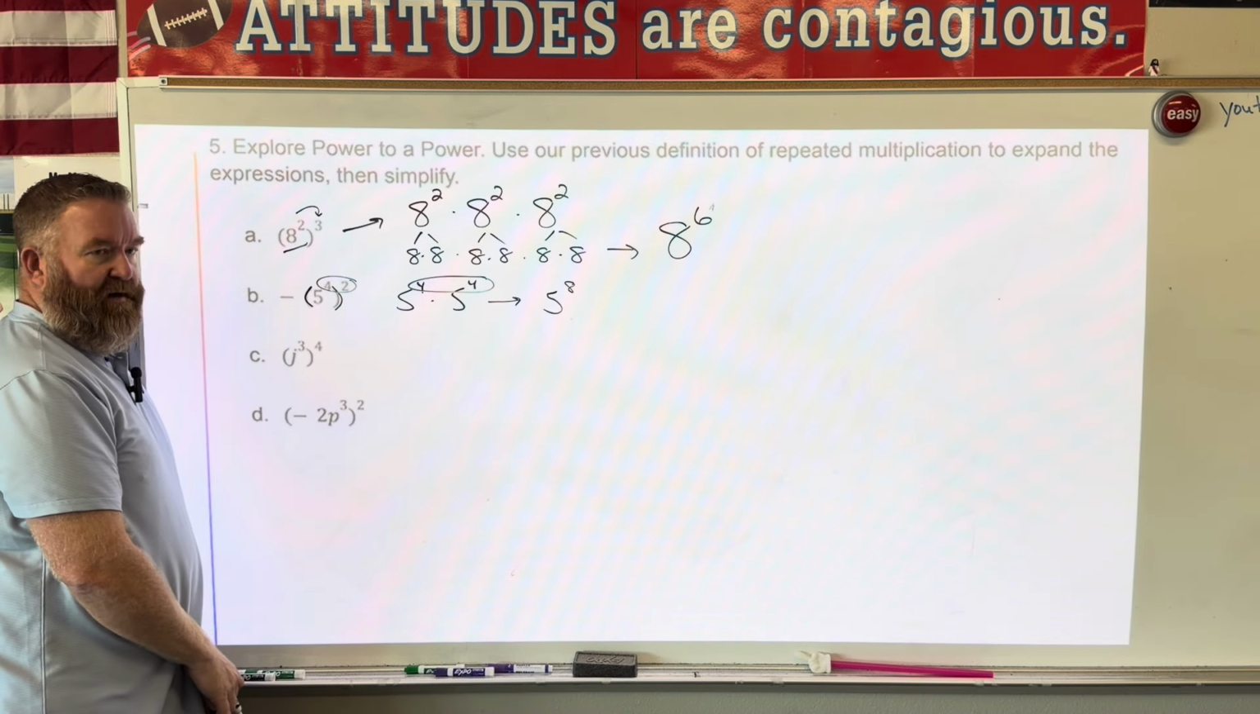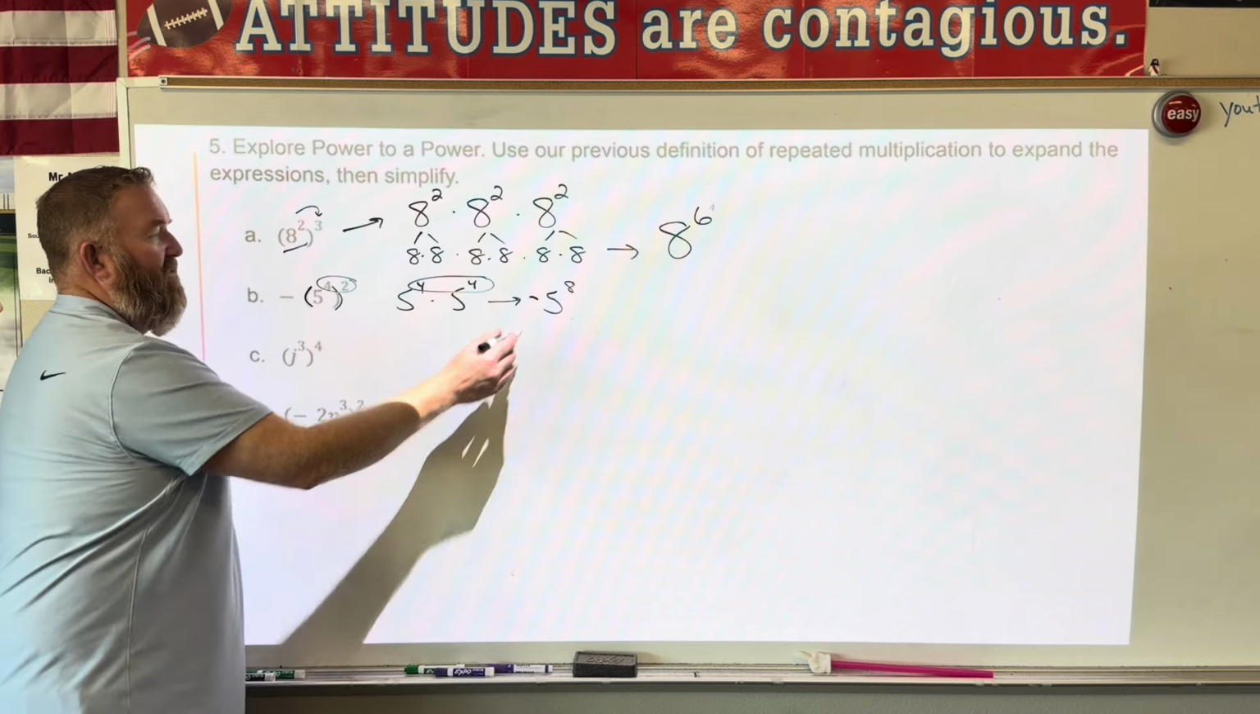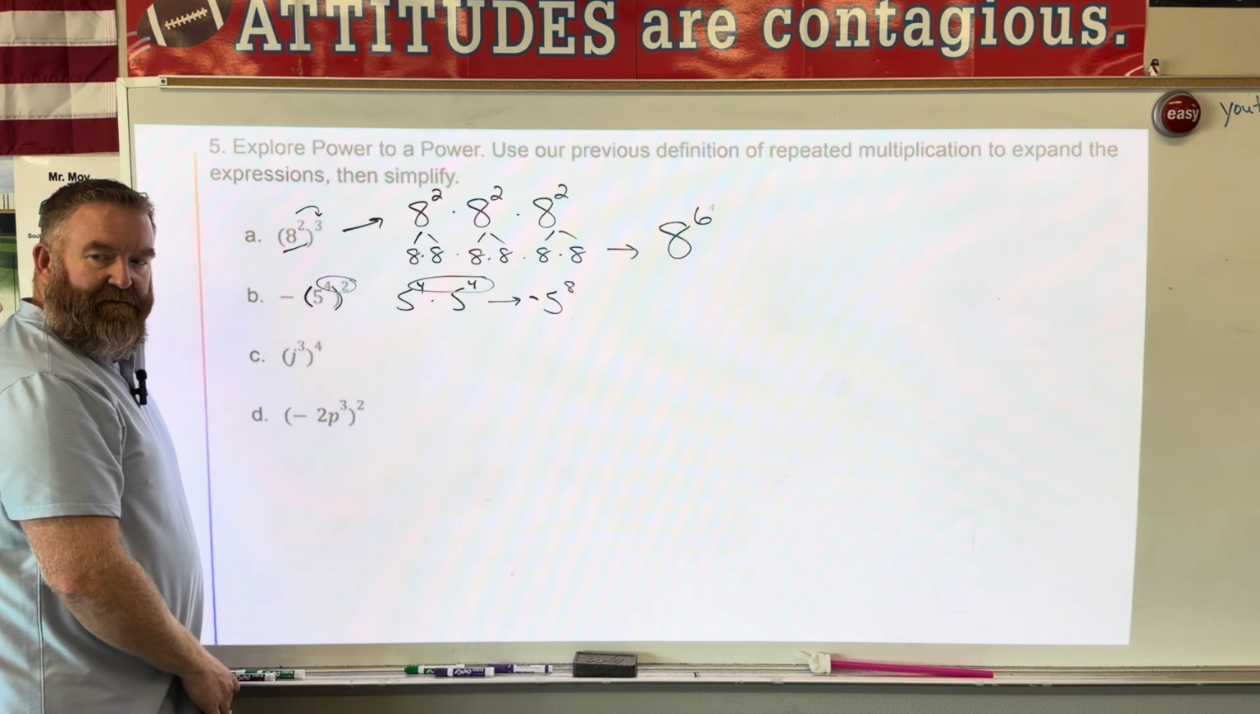Okay. Now we can do the, oh, am I done with that one? I have to have the negative on the front. Sorry, there it is. I forgot the negative.